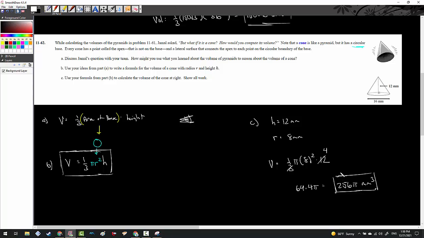So it's a pretty simple formula to remember, as long as you remember, again, volume is always 1/3 area of the base times height for anything pointy. There we go. Cool. I'll move on to the next problem.